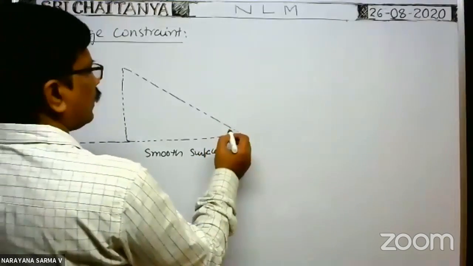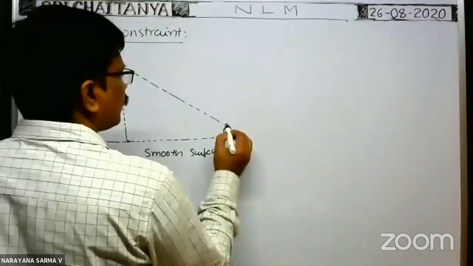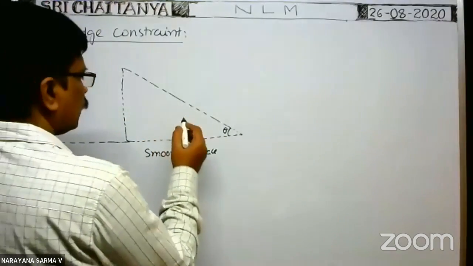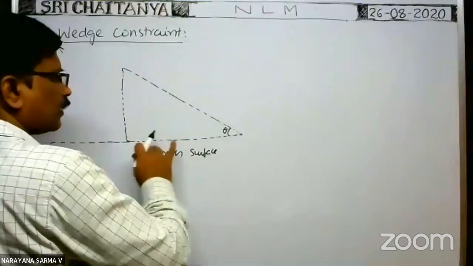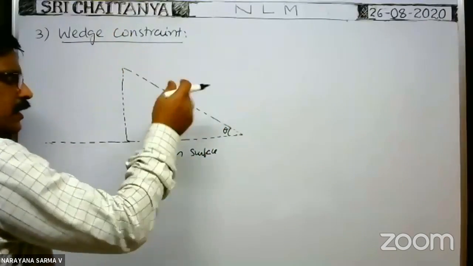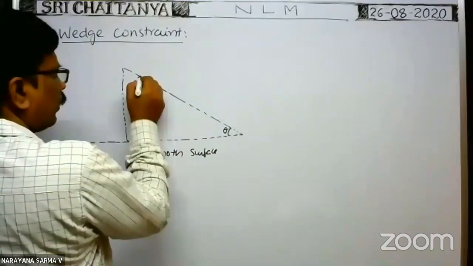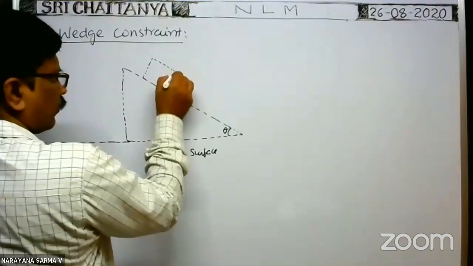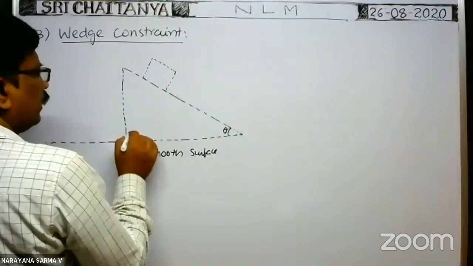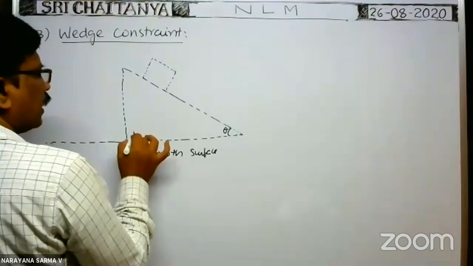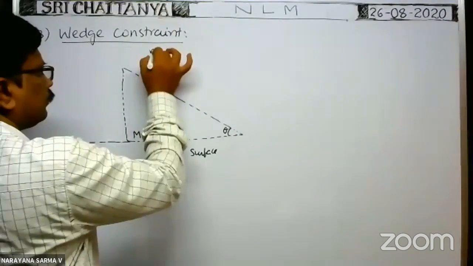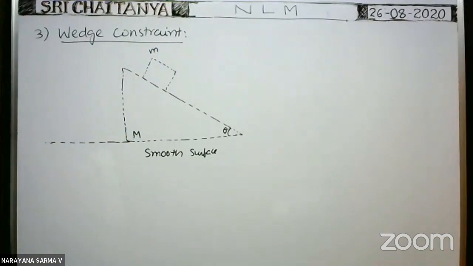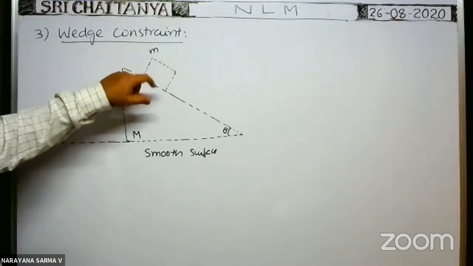Angle of inclination is say theta. This angle of inclination is theta. Here, this is one wedge. It is kept on the smooth horizontal surface. The inclined surface of the wedge is also smooth. Over this wedge, one block is kept like this. The mass of the wedge is say capital M. Mass of the block is say small m. All are smooth surfaces. In between these two also there is no friction.